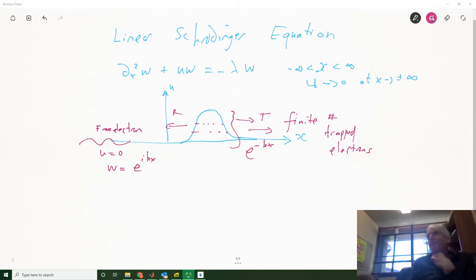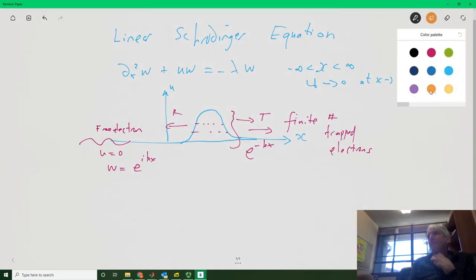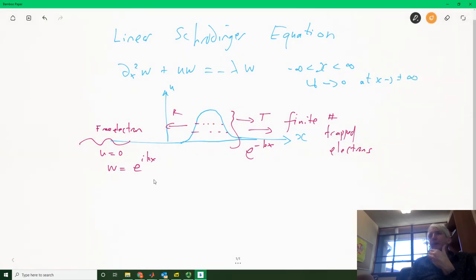If you think about it, for this to match up, over here, when I differentiate, u is 0, right? This is in the u equal to 0 region. If I differentiate this twice, I get minus k squared, so I get k squared is equal to minus lambda. So lambda has to be negative over here. And here I get minus k squared is equal to minus lambda, so lambda is positive. For these free electrons, lambda is greater than 0, and for the trapped ones, lambda is less than 0.